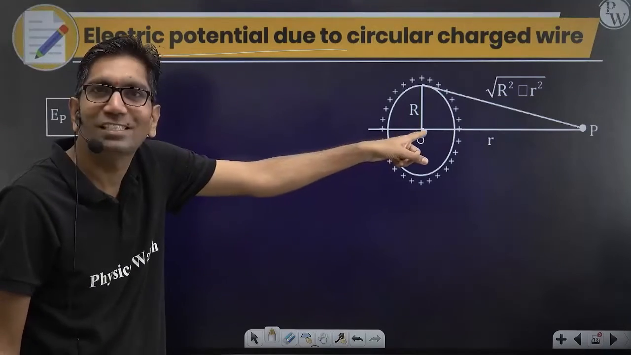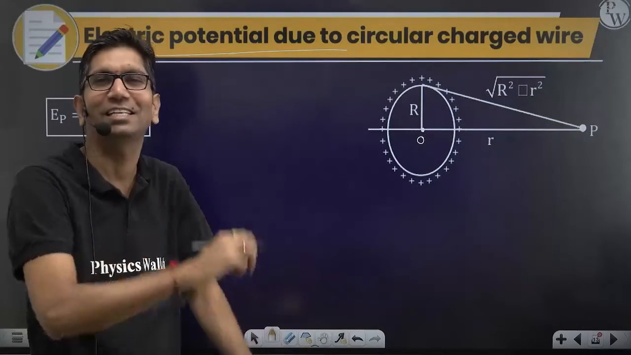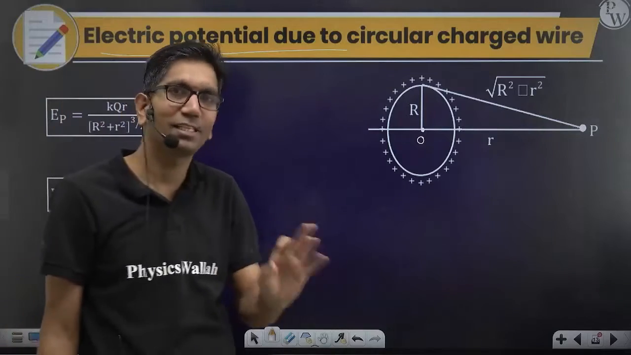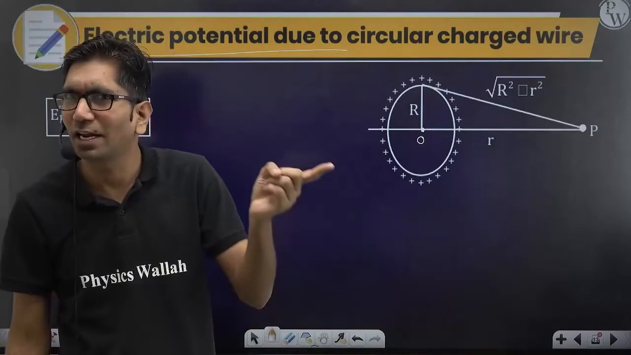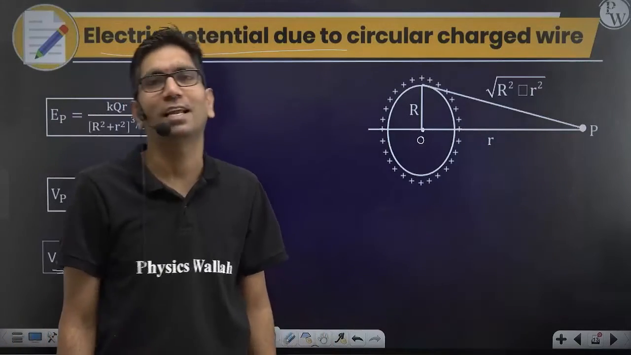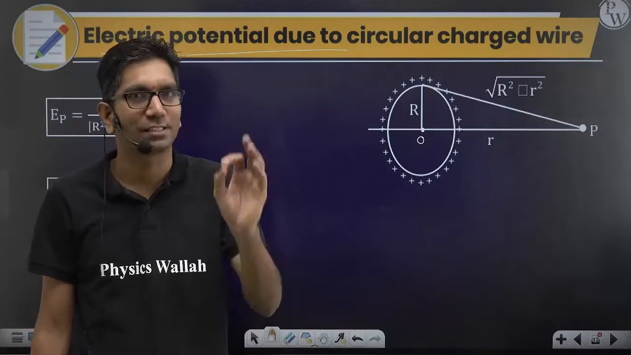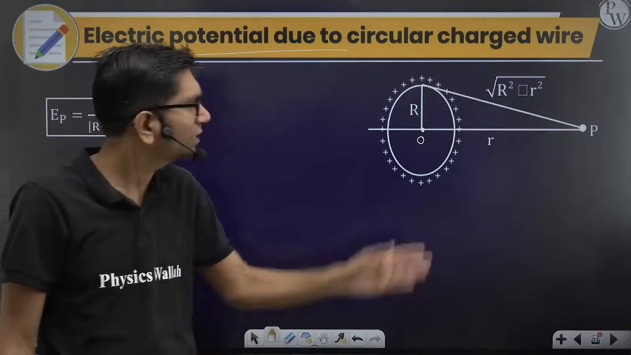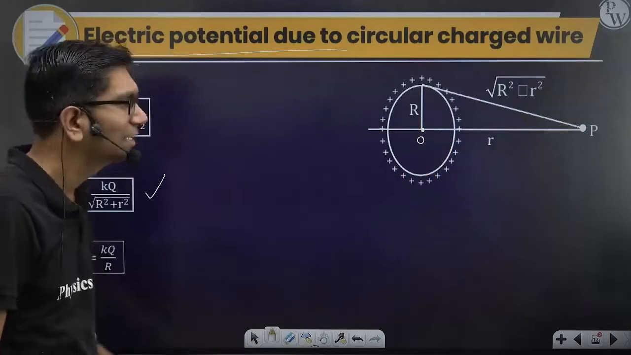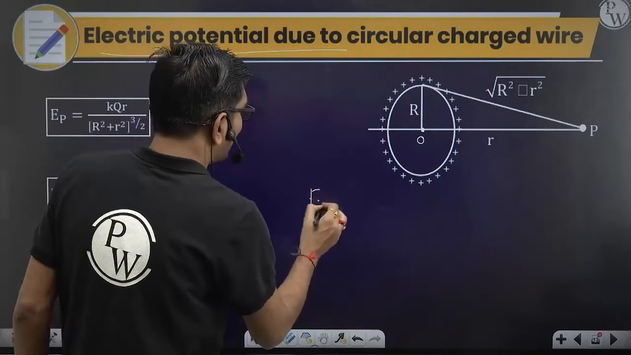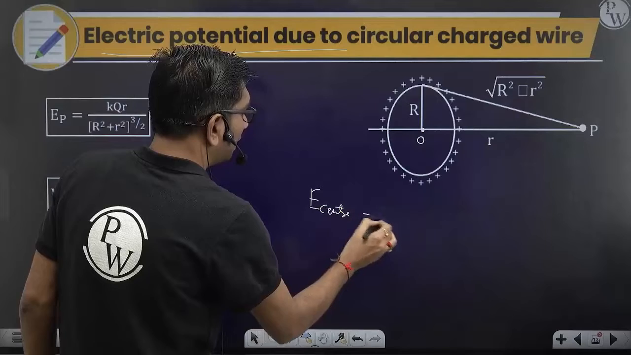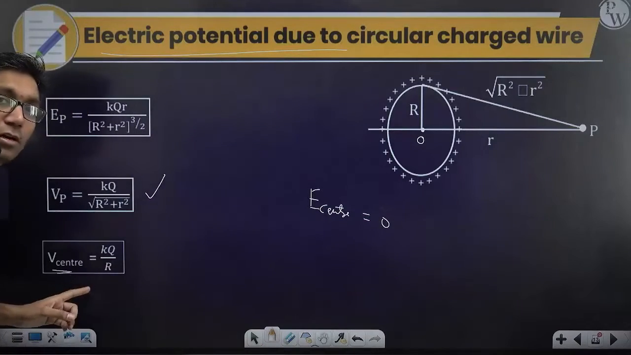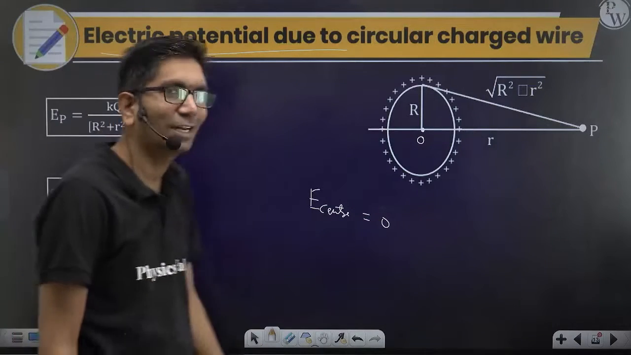Sir, electric field is 0, na? At this point exactly it is 0. Okay, it is 0, 100% it is 0. Sir, even if electric field is not present, will potential be present? Yes, it is present. So this is an example for you. Electric field intensity at the center is what? It is 0. What is the electric potential you got? KQ by R. Is it clear, beta?